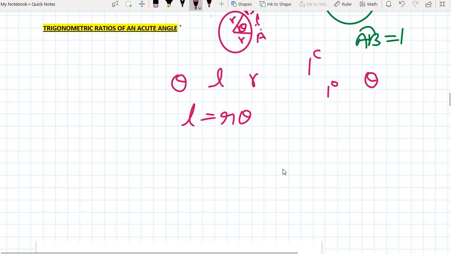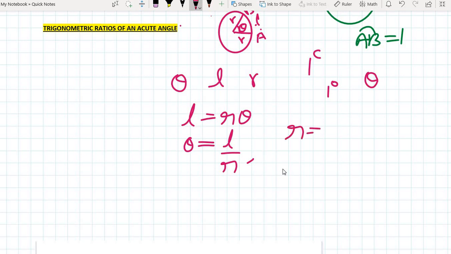If you know two quantities from this, suppose L is known and r is known, you can calculate the theta value. Theta is equal to L by r. Or if you know the value of L and theta, you can calculate r. r is equal to L by theta. Or this is the formula, L is equal to r into theta. So this is the relation between theta, L and r.